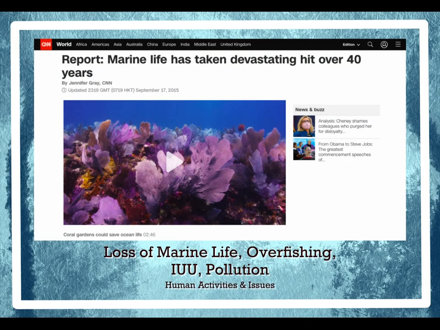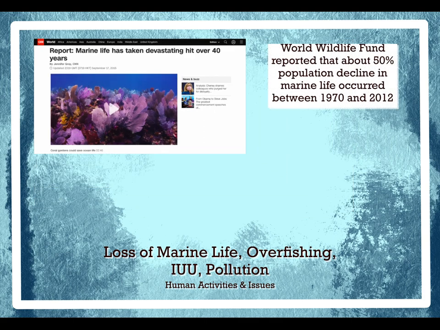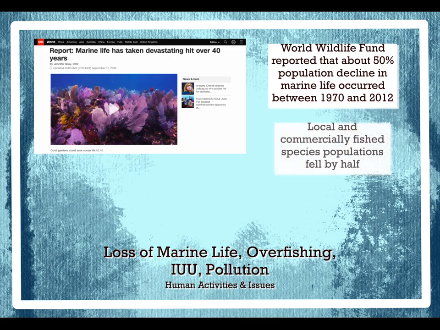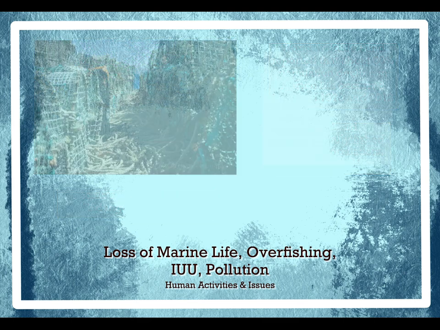According to a 2015 CNN article, the World Wildlife Fund reported that about a 50% population decline in marine life occurred between 1970 and 2012. Thus, marine life took devastating hits for over 40 years. Here, local and commercially fished species populations fell by half. Hence, the Pacific's bluefin tunas are one of the endangered species as a response to this decline. It is said to be mainly due to overfishing.